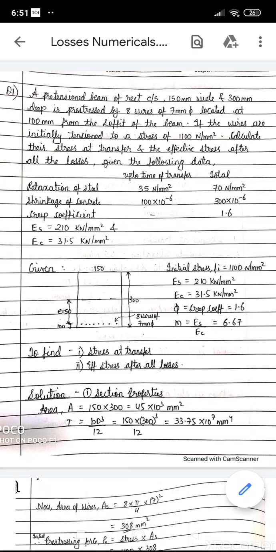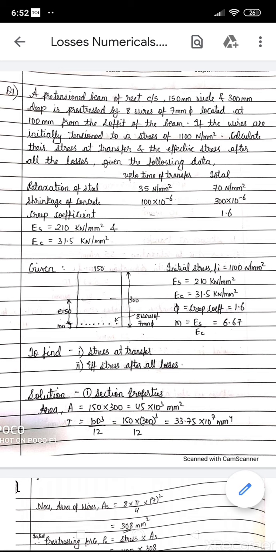Hello everyone. So today we'll start with the numericals on losses in pre-stress. I think in the last lecture we have already completed the basic theory about the various losses in pre-stress and the various equations involved in it. So today we'll actually start with the problems. So let's start with the problem.